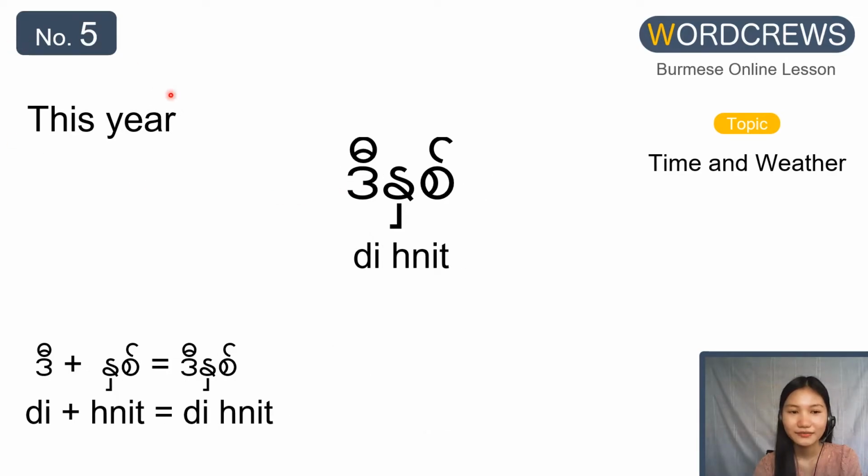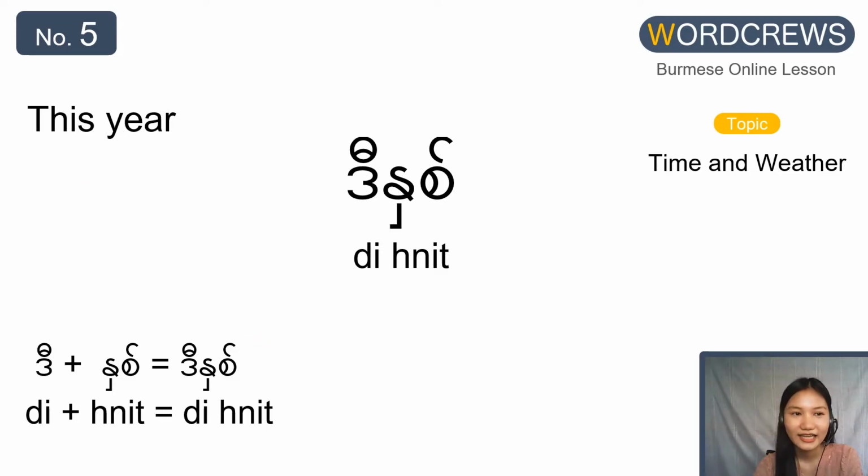The next one is this year, ဒီနှစ်. Here this means "this" with nouns, and here is Nit, so di nit. Let's see how to read it. The first one is a combination of the Da alphabet and E, so we pronounce Di. The next one is Na and It, so we pronounce Nit. So di nit. This year, di nit.